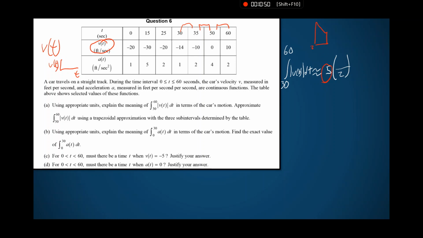Okay, I'm going to try again. So this is 30 and 35, where my x values, my t values. So we said our base was 5 based on the 30 and 35. What are my heights, though? Negative 14 and 10. Okay, they would be negative 14 and negative 10, but we're integrating the absolute value of v(t). So what should our heights be? So 14 and 10. 14 and 10, okay. Okay, what about the next trapezoid?